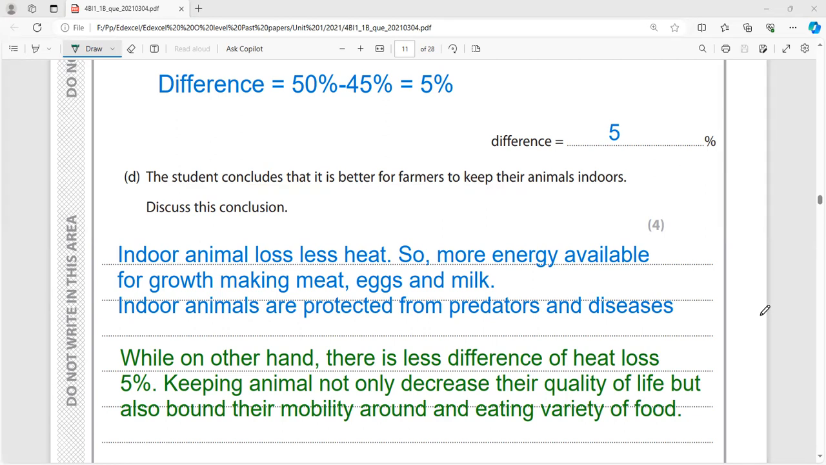So whenever the examiner asks you to discuss a conclusion, in this way you need to write a positive point and a negative point. And if there is an experiment, it is more advisable to put in a suggestion for this question.